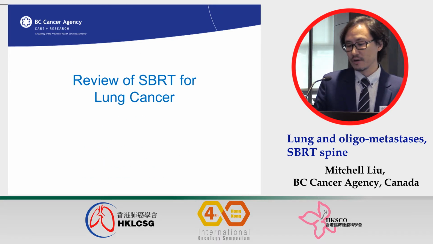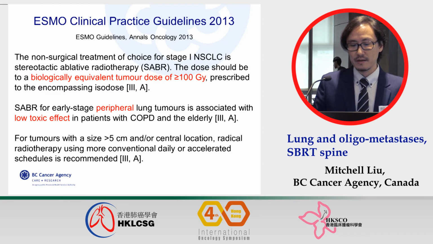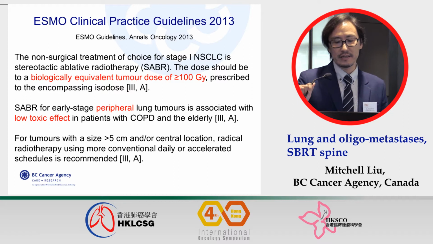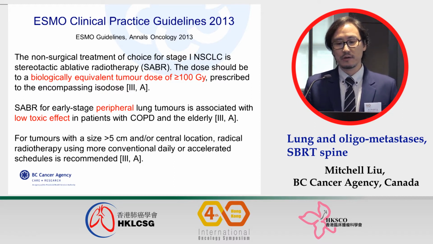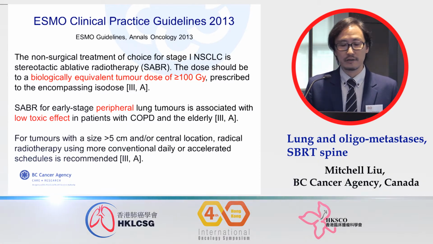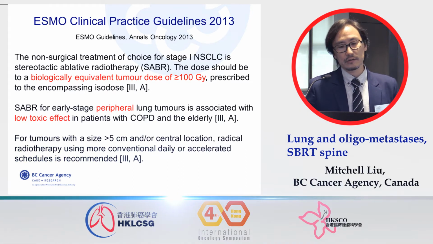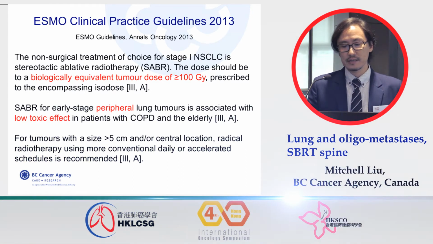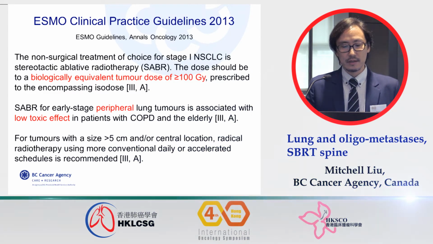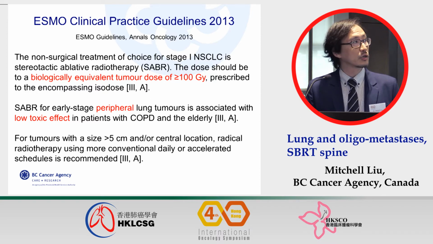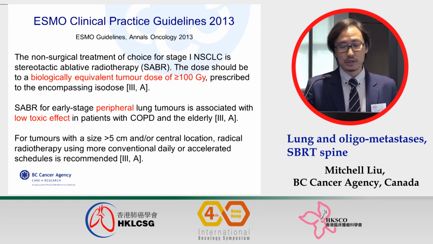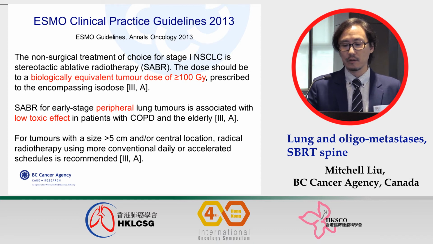So first of all, I'm going to talk about SBRT for lung cancer. In 2013, ESMO already published this guideline indicating that SBRT is now considered to be a non-surgical treatment of choice for early-stage lung cancer. And the key is to give a good dose of BED of greater than 100 grays. It says that peripheral lung lesion is a good indication for SBRT treatment. And for patients with COPD and even older patients, the side effects are quite low. So it's a very good treatment.